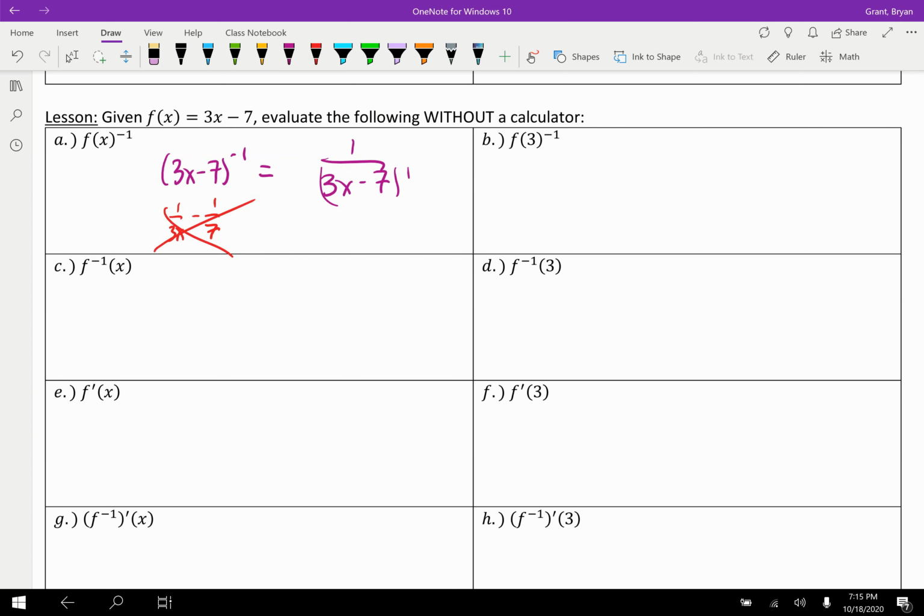So that's not right, but you can do the reciprocal of the entire quantity and end up here. What about f of 3 to the negative first? Well, that just means this same thing over here. So we are going to do 1 divided by 3 times 3 minus 7. 9 minus 7 is 2.